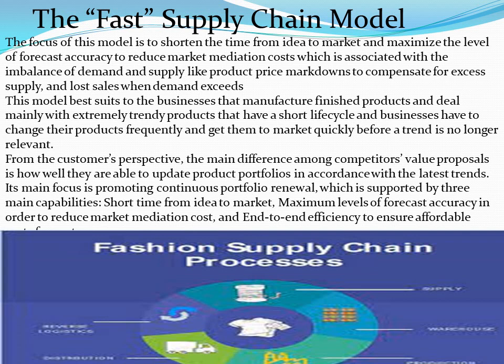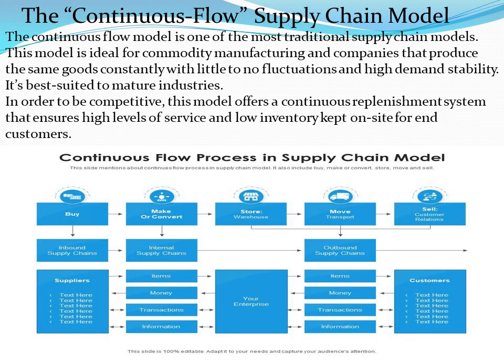The next model is the continuous flow supply chain model, which is one of the most traditional supply chain models, which is ideal for commodity manufacturing and companies that produce the same goods constantly with little to no fluctuations and high demand stability. It's best suited to mature industries. In order to be competitive, this model offers a continuous replenishment system that ensures high levels of service and low inventory kept on site for end customers.